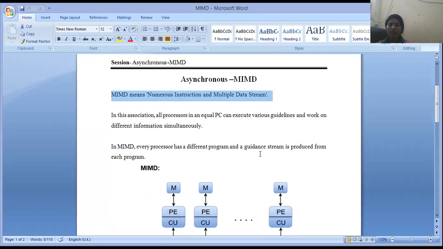In this organization, all the processors in a parallel computer can execute different instructions and work on different data simultaneously. Whatever instructions or input you give them, they will work on that input and give you the results simultaneously. In MIMD, every processor has a different program, and an instruction stream is produced from each program.